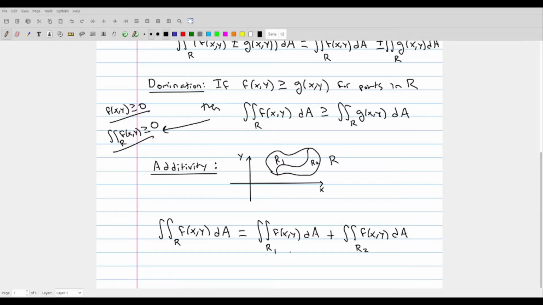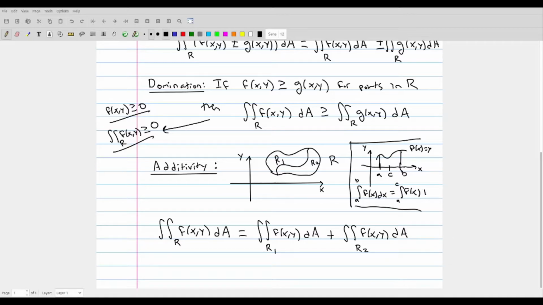This is analogous to how in 1D calculus, in single variable calculus, for any interval from a to b, if you split it up into two parts, or any number of parts really, and you integrate the function from a to b, the integral from a to b of the function is the integral from a to c of the function plus the integral from c to b of the function. Right, so that's what this additivity property is saying. It's directly generalizing the additivity property for single variable integrals.